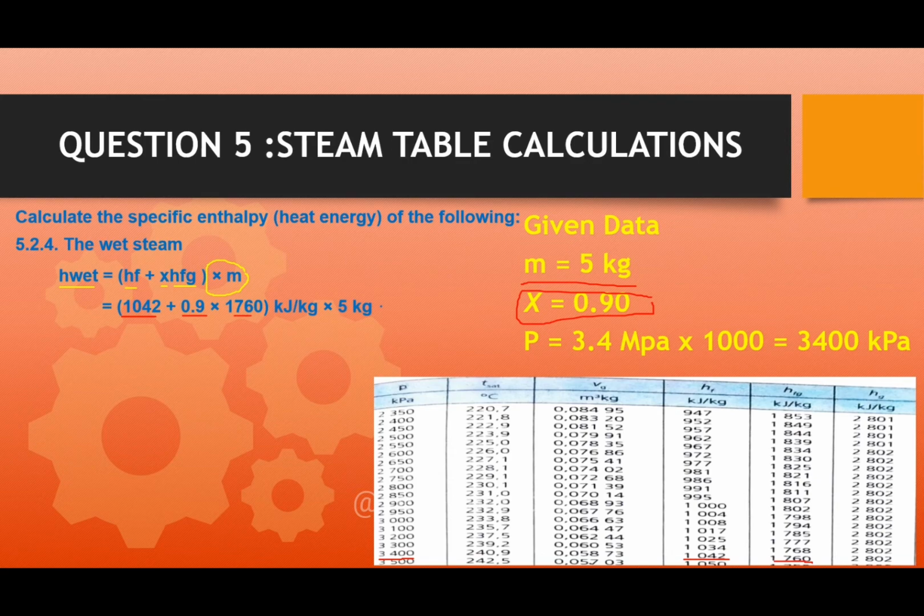Again, if I keep the answer as it is, I'm only going to get it for 1 kilogram. I now must multiply to the mass of 5 kilograms. Right? We should now get the total amount of heat energy for 5 kilograms of steam or wet steam is going to be 13,130 kilojoules.